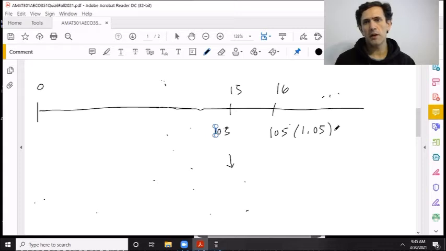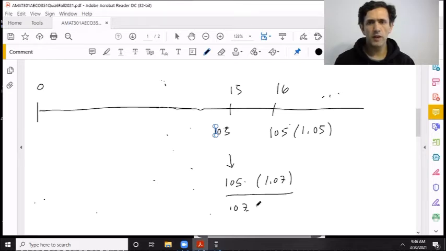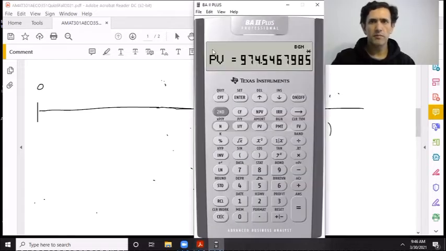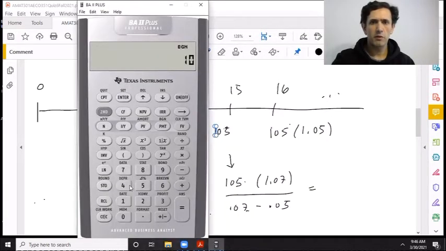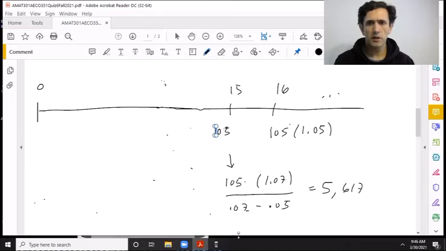17 would be 105 times 1.05 squared. So it's 105 times 1.07, the growth factor, over 0.07 minus 0.05. Now I have to discount this by 15 years. Let's just get what this is. 105 times 1.07 over 0.02 is going to be 5617.5.